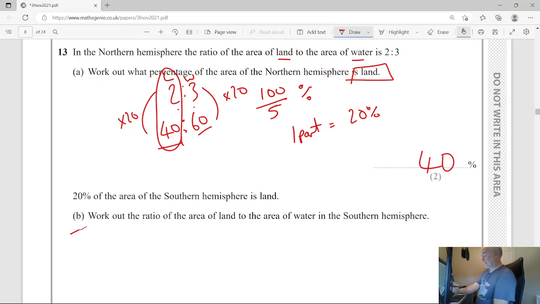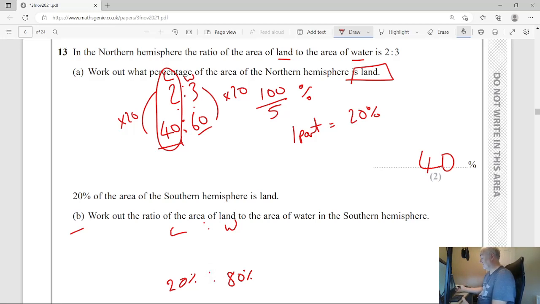Question B relates to the same question. Okay, 20% of the area of the southern hemisphere is land. Work out the ratio of the area of land to the area of water in the southern hemisphere. So we're taking this question and we're working backwards. We're told that land is 20%, whereas water we know is 80%. So we need to work that back into a ratio, right? So we could put 20 to 80.